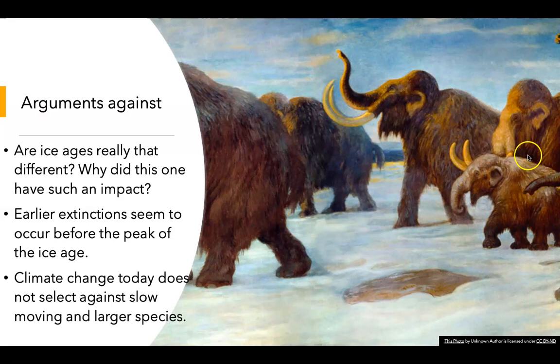And we also know that climate change today is not necessarily selecting against slower and larger organisms. We still see elephants and giraffes, and in the ocean we see some of the large animals there as well. Climate change today is not selecting against those animals. So why would it be that, again, that particular ice age at that time did select against all these animals?